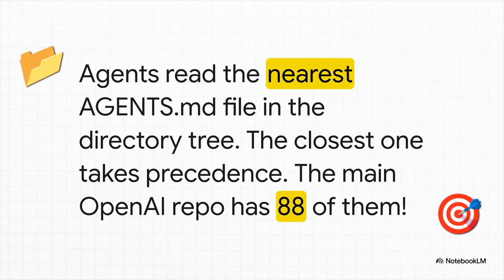Now, this is where it gets really clever, especially for those huge, complex projects we call monorepos. You can actually put an AGENTS.md file in any subdirectory, and the AI agent will always read the one that's closest to the file it's working on. This lets you have super specific instructions for different parts of your codebase. Get this, the main OpenAI repo uses 88 of these files to guide its agents through all its different packages.